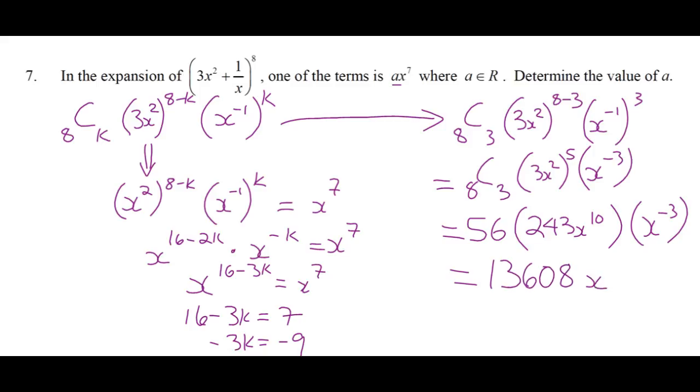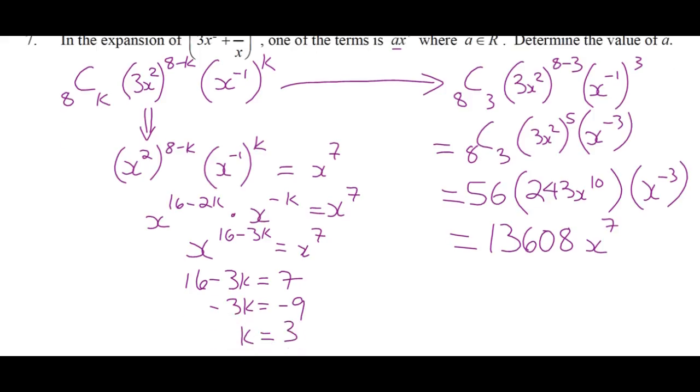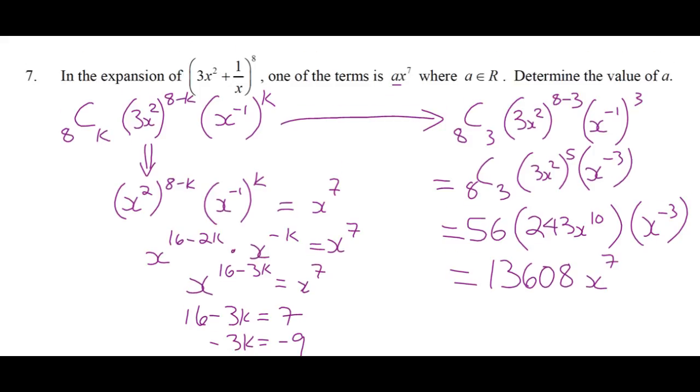X to the 7th. That's the double check, right? If I don't end up with an x to the 7th here, then I messed up over there, right? So I said, stripping off all the stuff, I don't need the 3, I don't need the 8 choose k, I don't need this number, I don't need this number, I don't care about any of the coefficients. I want to figure out what value of k will give me x to the 7th. So we did that, right?